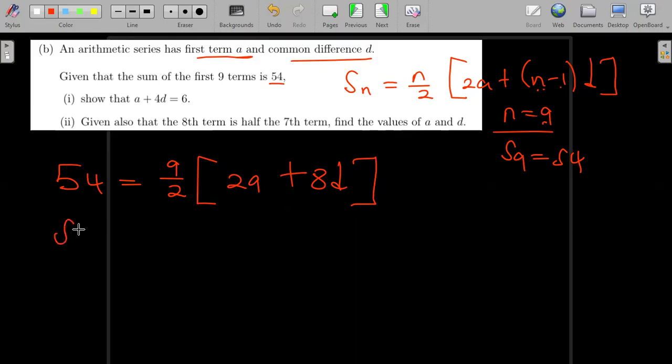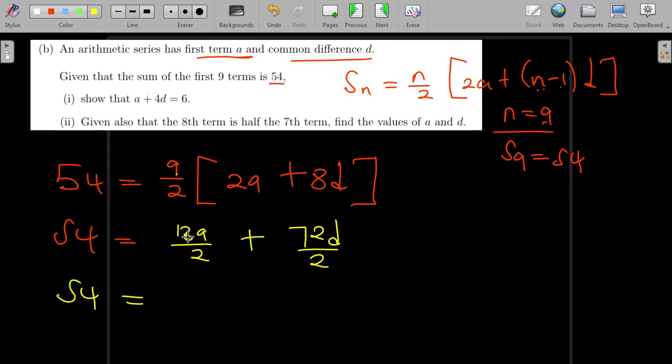Okay, so from here, we can actually multiply this 9 over 2 with everything that we have here. So we're going to say 9 over 2 multiplied by 2a. That will be 18a over 2 plus 9 multiplied by 8d. That will be 72d, and then divided by that 2. So this will be 54 is equal to 18 divided by 2. That will be 9a plus 72 divided by 2. That will be 36d.